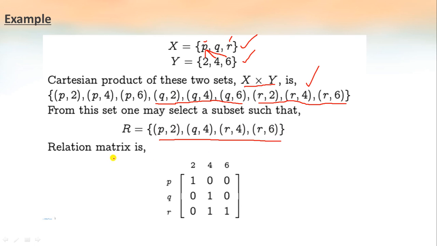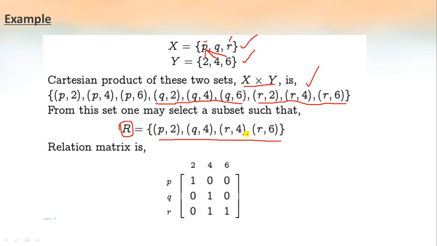Now let us see how we can represent the relation matrix for this particular relation. So we write all the elements of X as rows p, q, r, and the elements of the second set as columns 2, 4 and 6. Now let us consider for every pair, such as (p, 2), whether it is present in this particular relation R or not. We can see that (p, 2) is present in the relation. So we will mark a 1 over here. Next is (p, 4).